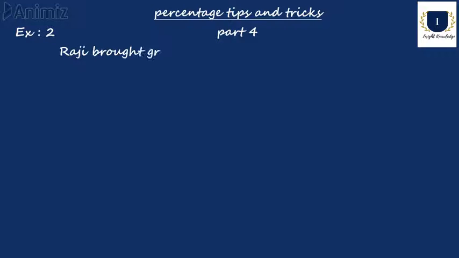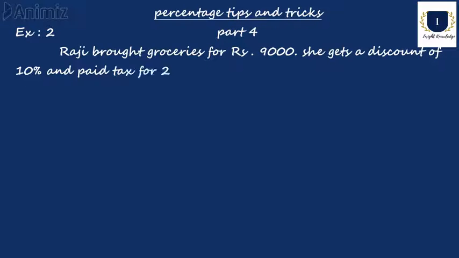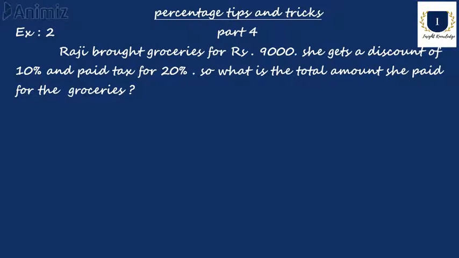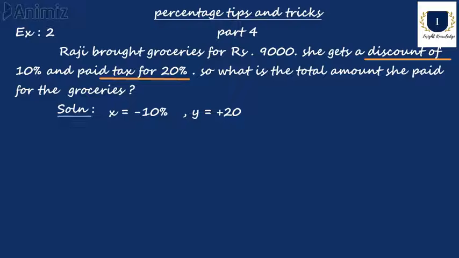Example 2. Raji bought groceries for rupees 9,000. She gets a discount of 10 percentage and paid tax for 20 percentage. So what is the total amount she paid for the groceries? Solution. See, first leave out the amount, okay? Just look at the percentages. She gets a discount of 10 percentage. Discount means you have to use the negative sign. So x is equal to minus 10 percentage, and paid tax for 20 percentage. For tax you have to use the positive sign. So y is equal to plus 20 percentage. You clear with this? Okay.